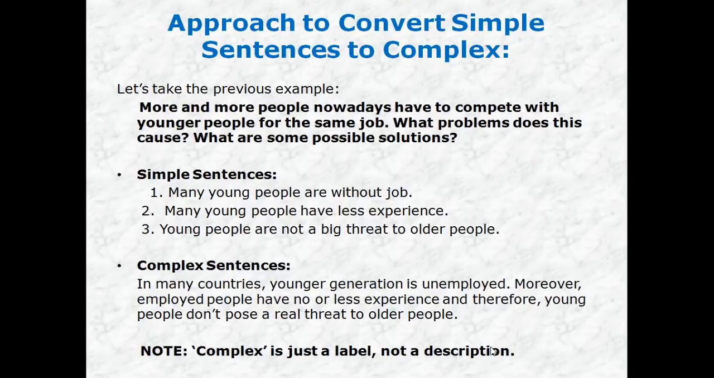I'm taking the previous essay that we had discussed. Many young people are without job. This is the simple sentence for this particular essay. Then I wrote, many young people have less experience. Again, a simple sentence. Then comes, young people are not a big threat to older people. Okay, these are my three simple sentences. Now let's see how I can convert these simple sentences into complex ones.